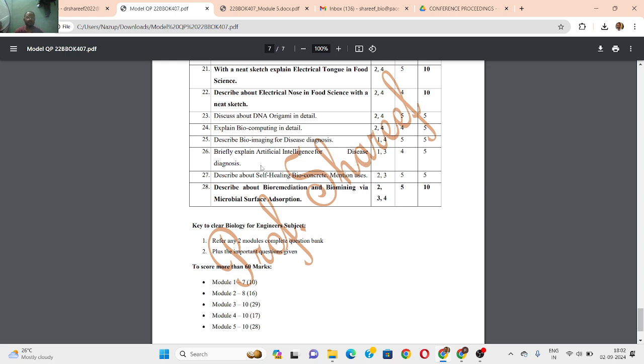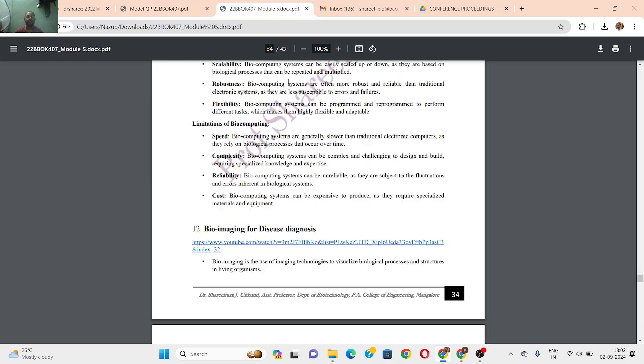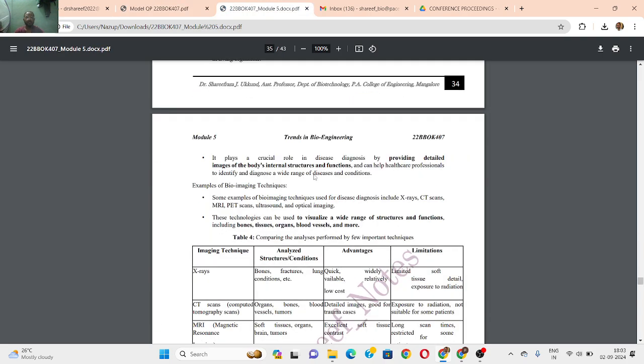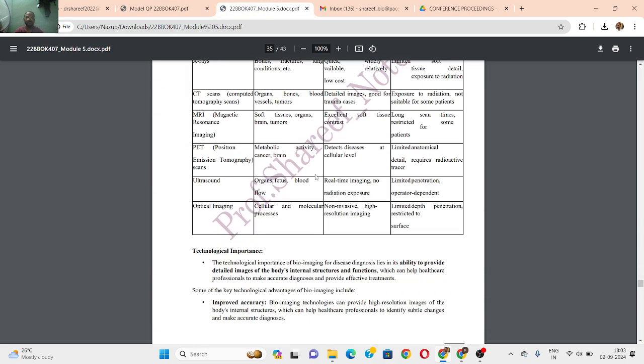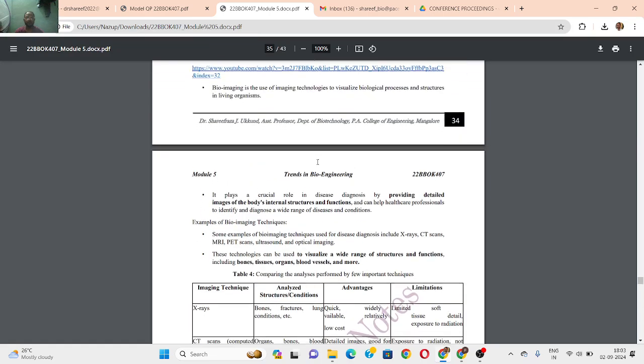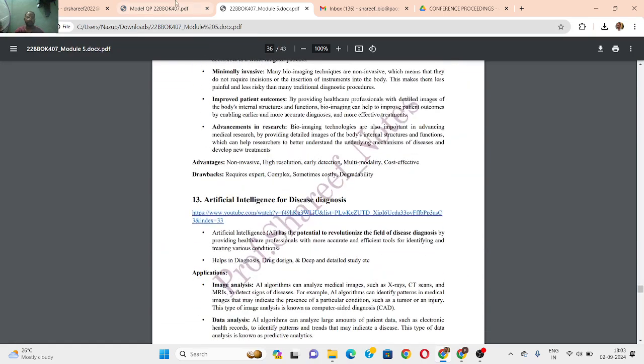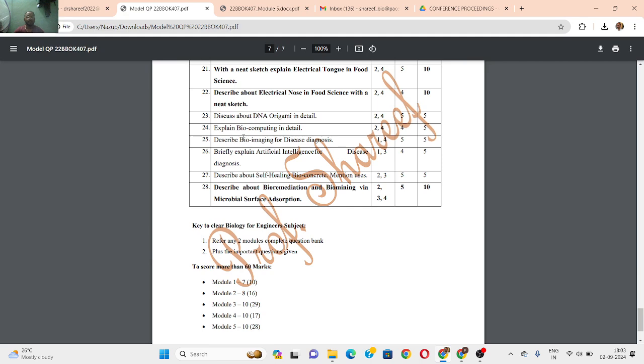Next, we are having bioimaging for disease diagnosis. That also can be asked for 5 marks or even 10 marks. So depending on the question, you make your answers. Next, we are having: briefly explain artificial intelligence for diagnosis.